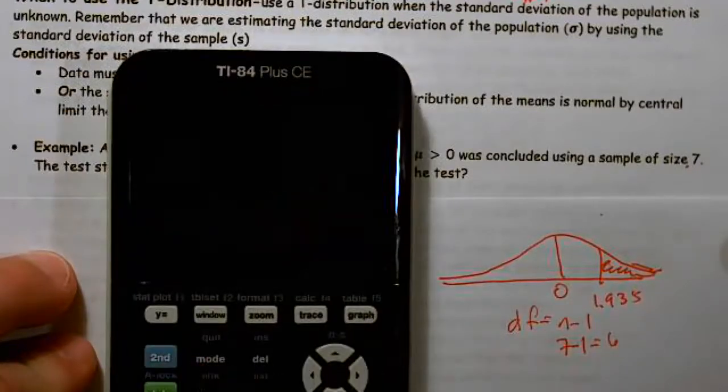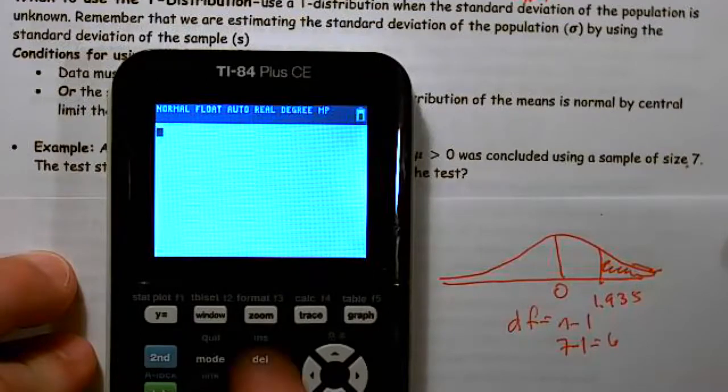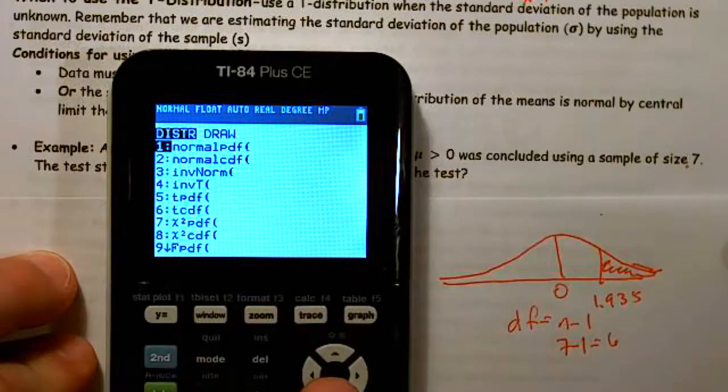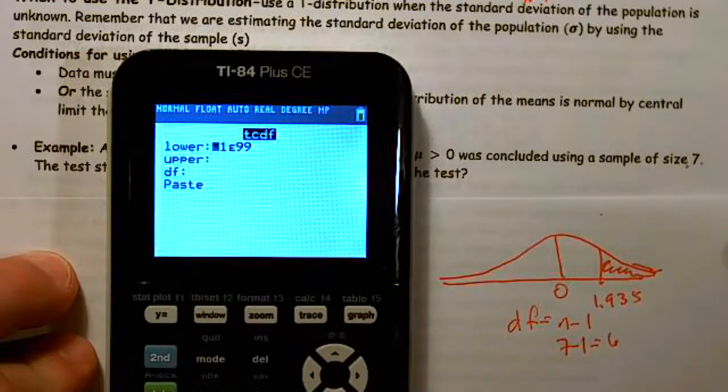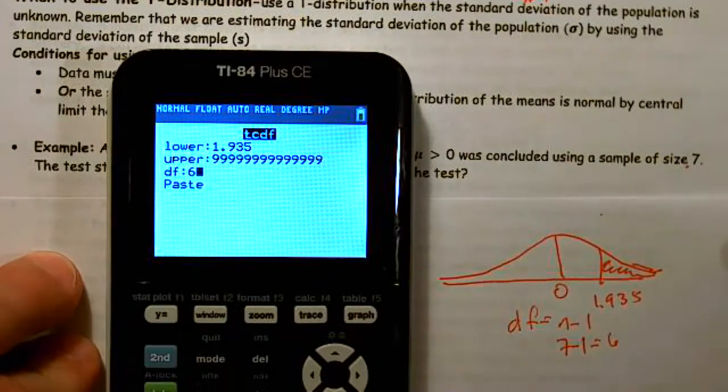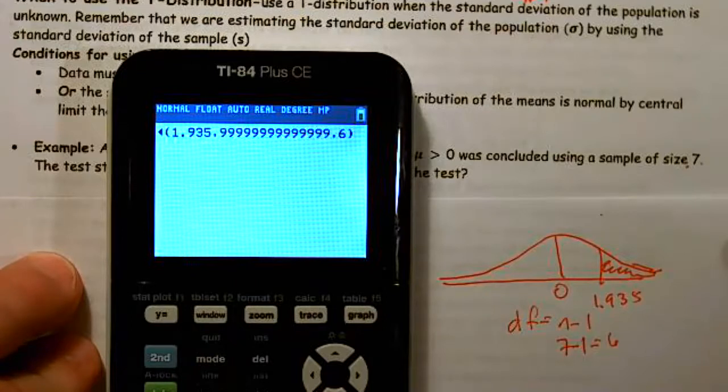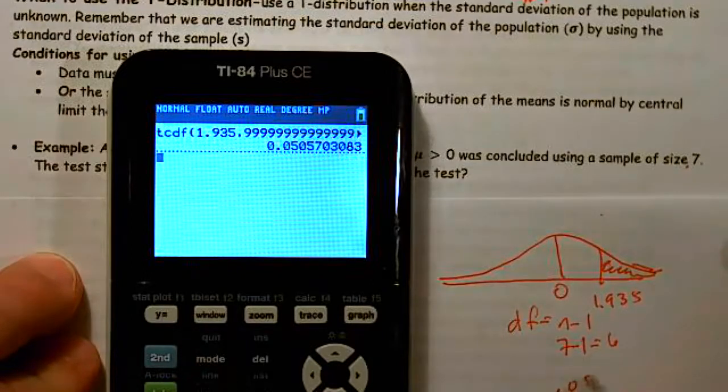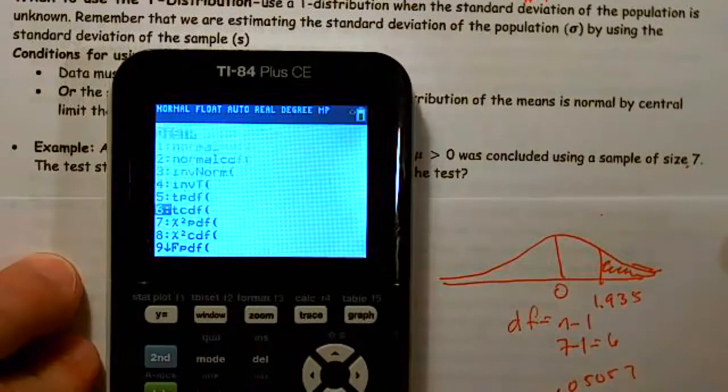So quickly, or maybe not so quickly, second vars, tcdf, the lower bound is 1.935, the upper bound is infinity. My degrees of freedom are 6. I didn't even have to worry about the standard deviation. It's not part of it. So I get a 0.05057. I'll check that real quickly. Okay.